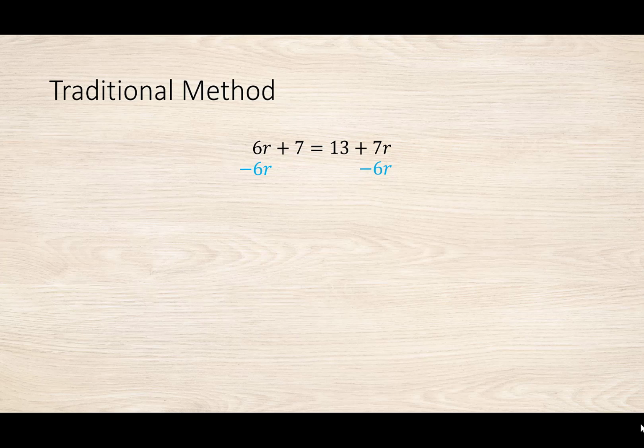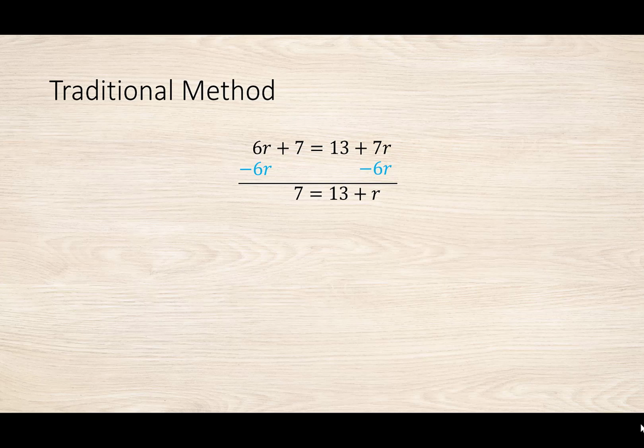So 6r is smaller than 7r. So the only way to move it is to take that positive 6r and subtract it. Right? The inverse of that positive is the negative, and I need to take the r with it. So I'm not going to divide. I'm not trying to separate those two things. I'm trying to move the entire thing. So I'm going to subtract 6r from both sides.